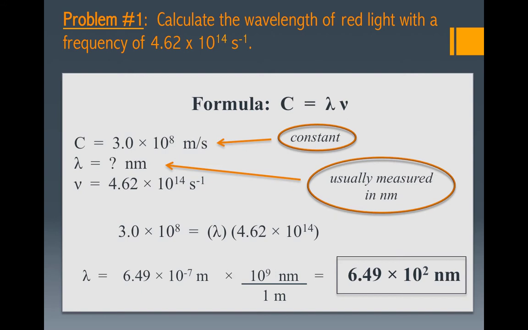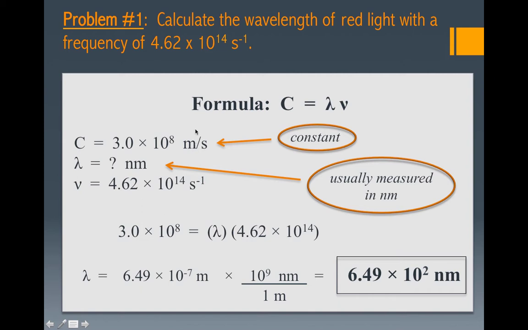So if we look at this sample problem, it says calculate the wavelength of red light with a frequency of 4.62 times 10 to the 14th second to the negative first. If I'm only given frequency in the problem, which I wrote down here, and it's asking for wavelength, I'm immediately going to know my formula is c equals lambda nu. This is the speed of light equation. c is constant, so you're always going to know that number is 3 times 10 to the 8th. And the units for the speed of light are what govern the units for the problem.